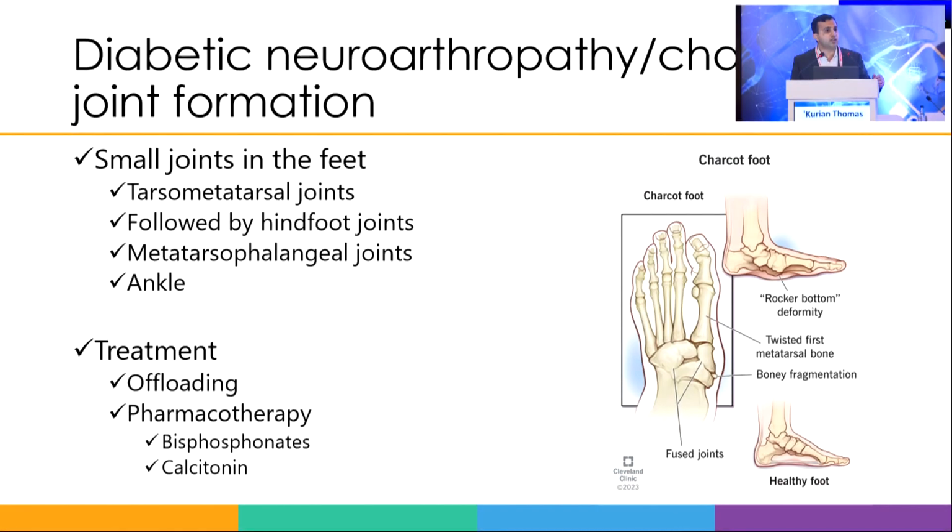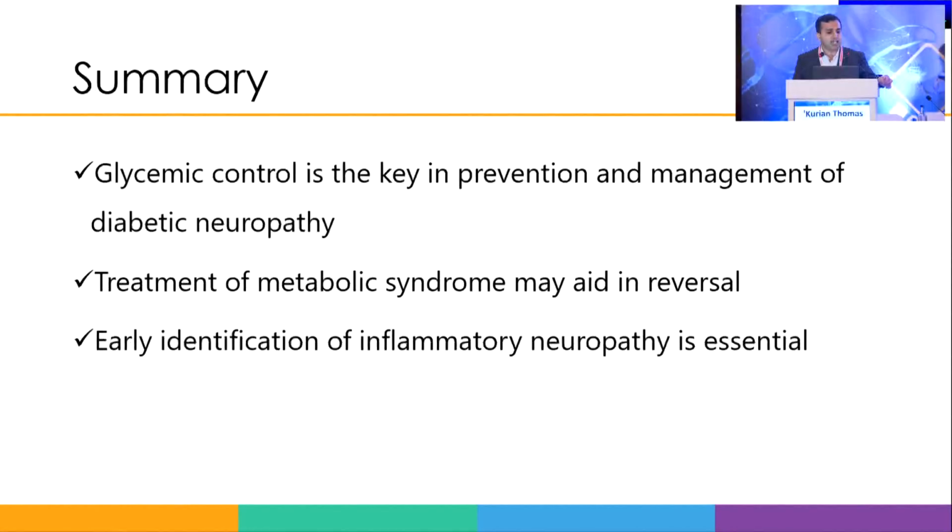And finally, an uncontrolled distal peripheral neuropathy can lead to a diabetic neuroarthropathy with a Charcot foot, where the treatment will be offloading. Pharmacotherapy is useful, like you treat in osteoporosis with bisphosphonates and calcitonin.